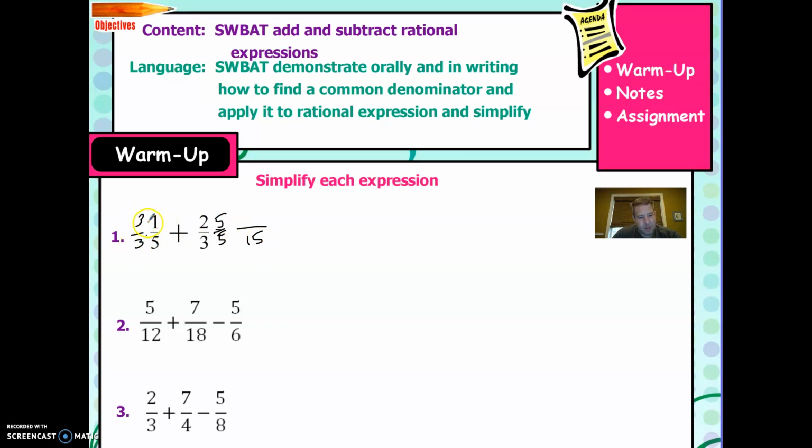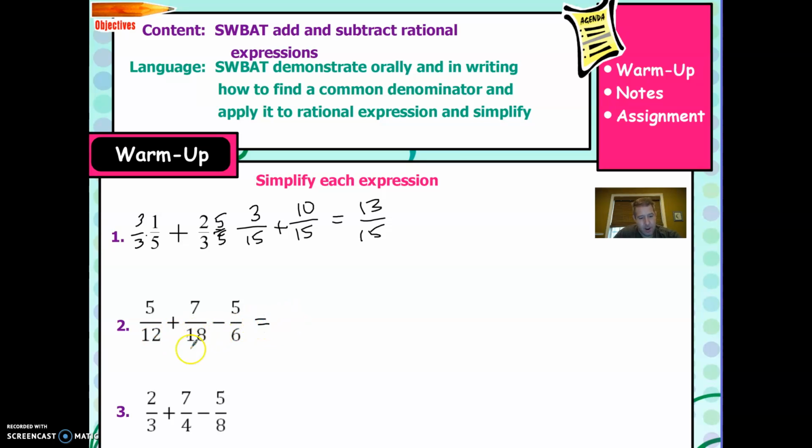So 5 times 3 is 15, 1 times 3 is 3, and you're going to add that to 2 times 5, which is 10. And when you add those, 10 plus 3 makes 13 fifteenths. So keep in mind, when you're multiplying something by 1, you're not changing its value any, you're just changing the way the fraction looks. So this time we have denominators of 12, 18, and 6.